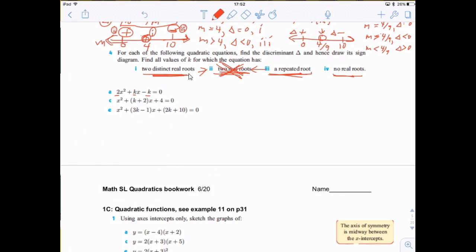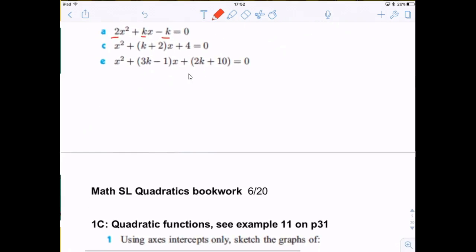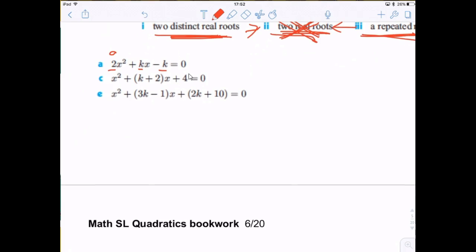Okay, so like for a, we have this function here, where a is going to be 2, b is going to be k, and c is going to be negative k, right?